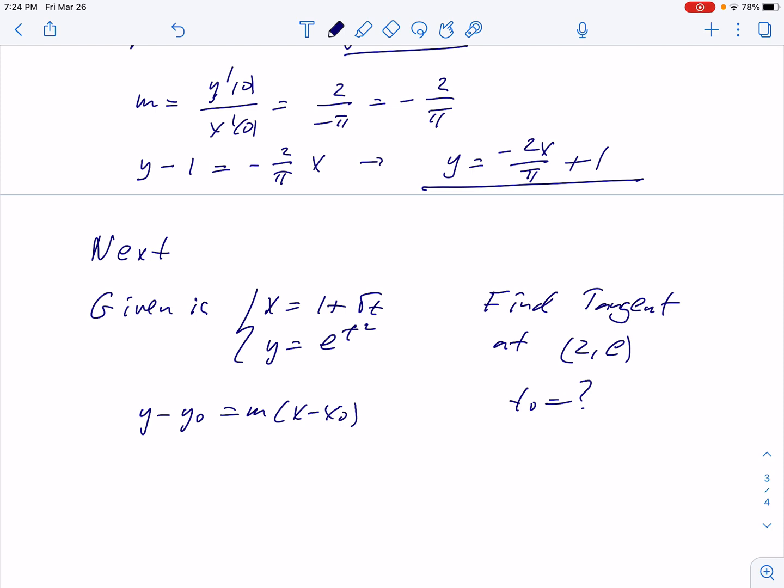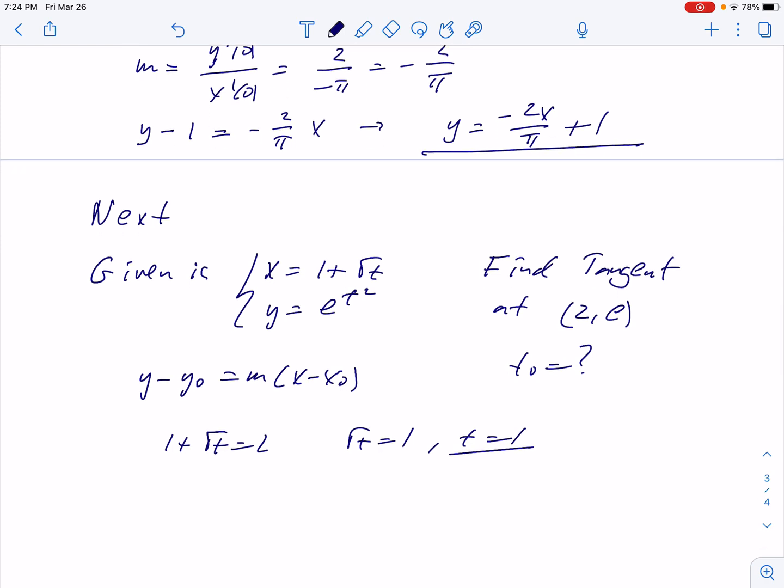So we will need 1 plus root of t equals 2, using the first equation. So root of t has to be 1, so t has to be 1. Does this fit the second coordinate? Yes, when you take y of 1, this will be just e. So our t0 is 1. That's important.